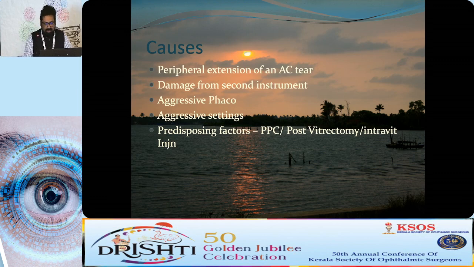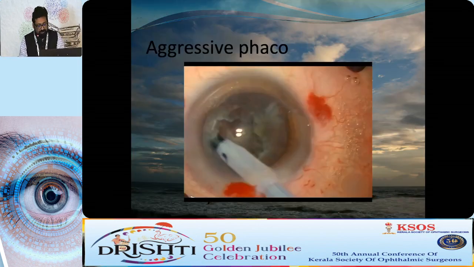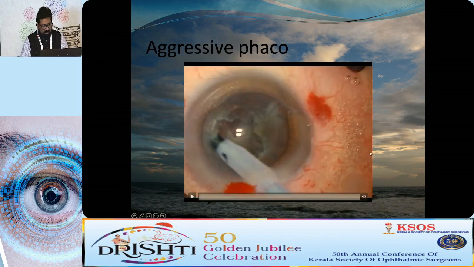So earlier it was only the posterior polar cataracts, but with the number of intravitreal injections, which is even done by most of the anterior segment surgeons also these days, the chance of a lens touch and a subsequent inadvertent pre-existent PC rent is a possibility. So aggressive phaco could be one of the reasons.